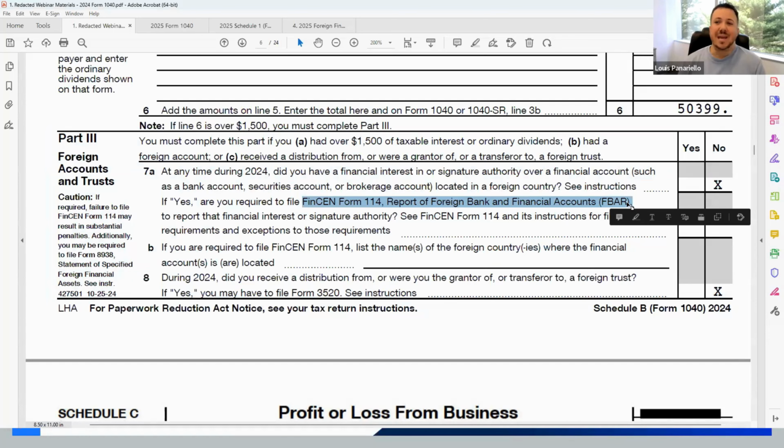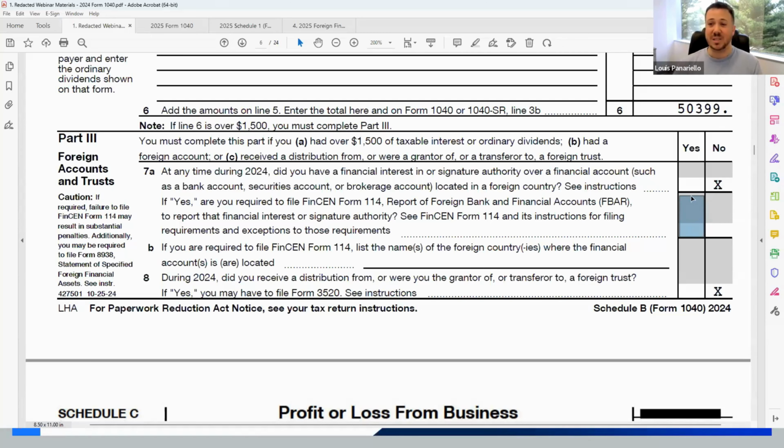Now, why do we like this disclosure so much? The threshold for reporting an FBAR Form 114 is only $10,000 in US dollar equivalents. So as you can see, this taxpayer, they checked off no, so they didn't have to file a Form 114. But let's say this was checked off as a yes. FinCEN is not the IRS, okay? It's a different department under the Treasury, okay? Under the Treasury Department of the government, which means that there's no requirement to attach Form 114 to a personal tax return. They're entirely different filings.